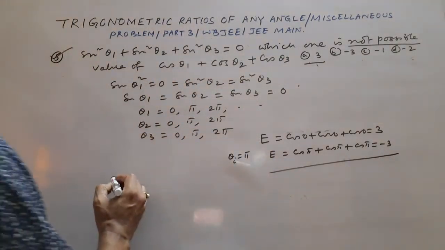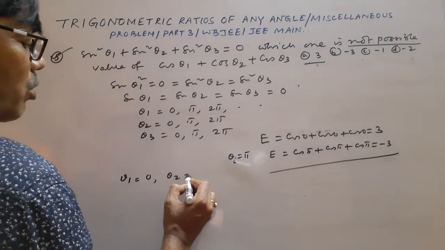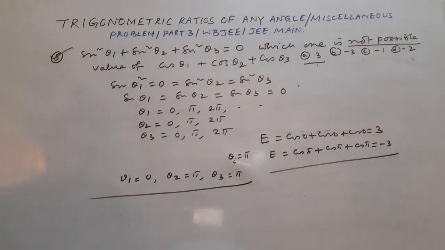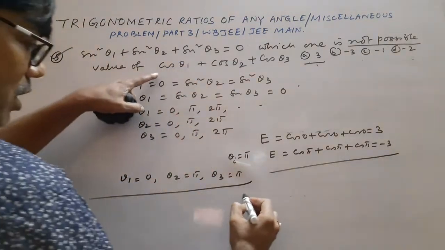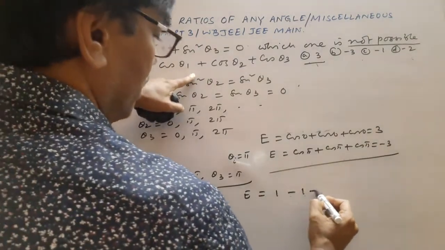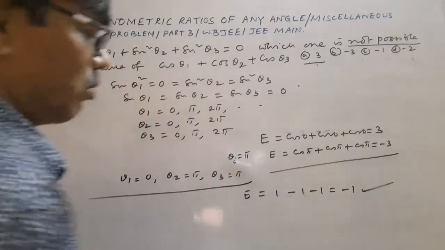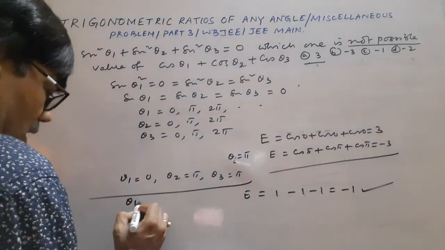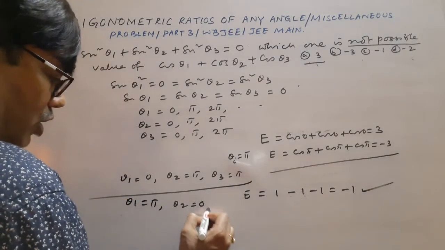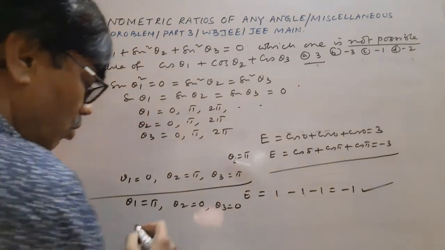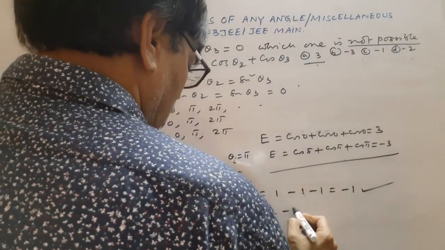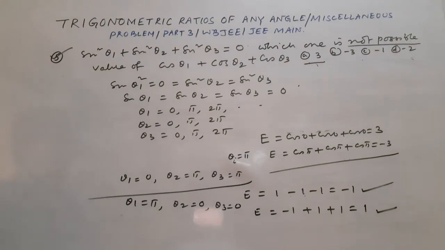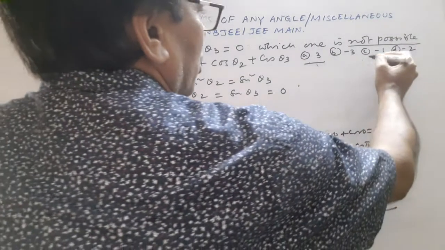Now, we take theta 1 equals 0, theta 2 equals pi, theta 3 equals pi. So what is cos theta 1? This is 1. So what is the expression? This is 1, this is minus 1, this is minus 1. So minus 1 is a possible value. If we take theta 1 equals pi, theta 2 equals 0, theta 3 equals 0, so what are we getting? The expression equals minus 1 plus 1 plus 1, so we have this 1. So minus 1 is also possible.